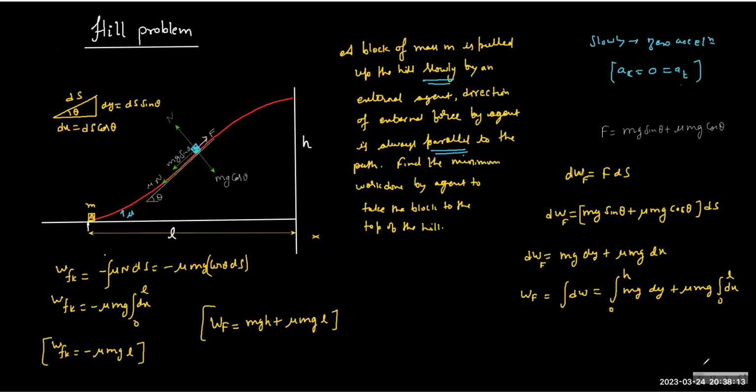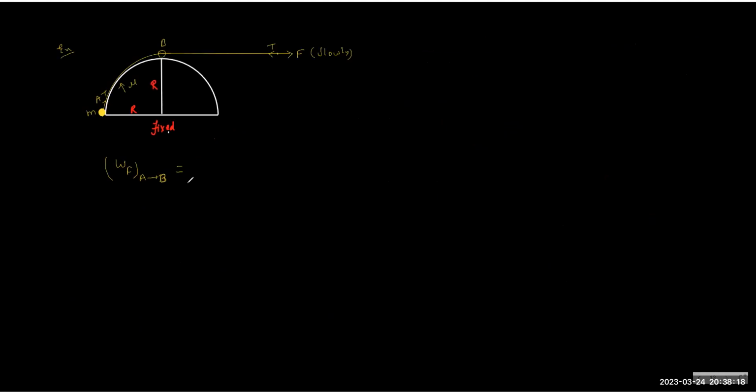Sir, mgh plus mu mg l. What is mgh here? What is h here? h is R. And l is pi r by 2. So mgR plus mu mg pi r by 2. Only mu mg R, no? Why pi r? Sorry, R. See, mu mg pi r by 2 is the answer when the friction force is constant. But here friction is not constant, right? Because mu and N is variable here.